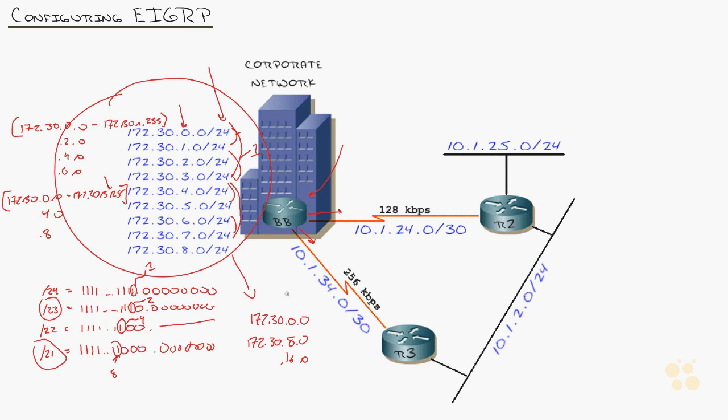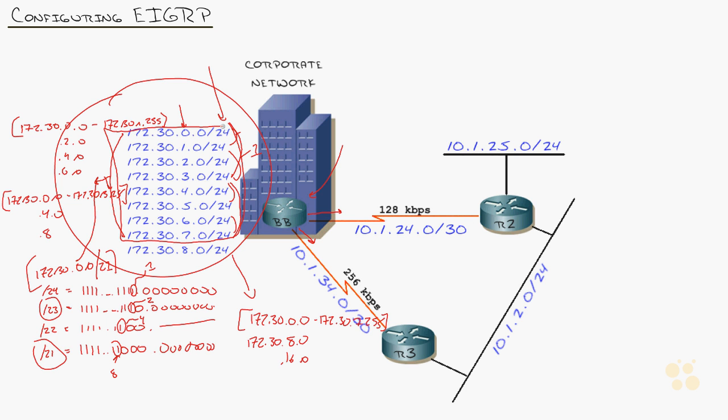So okay, check this out. This one actually goes through 172.30.7.255. So I could group all of these, bam, in a single network advertisement. What would it be? 172.30.0.0/21. That would be my one summary route, which would encompass all of these.